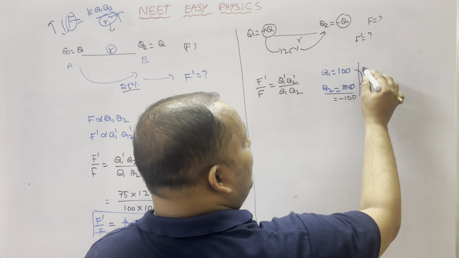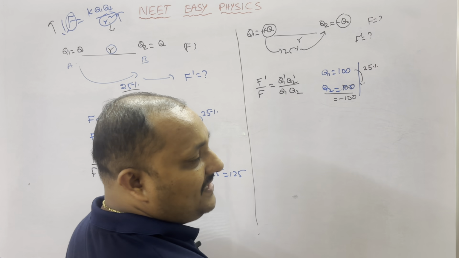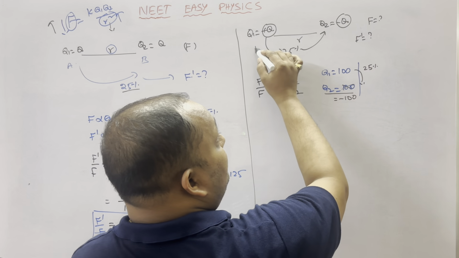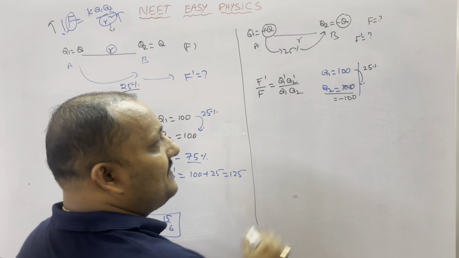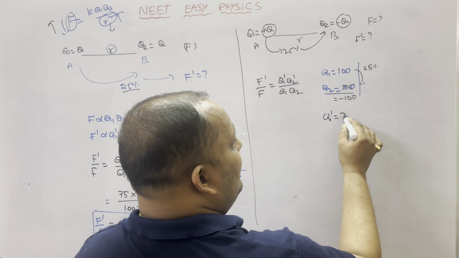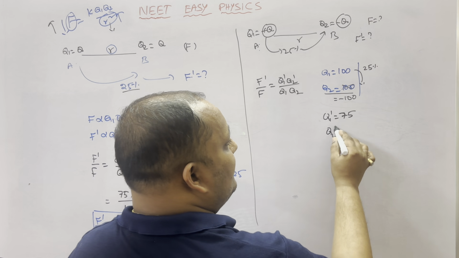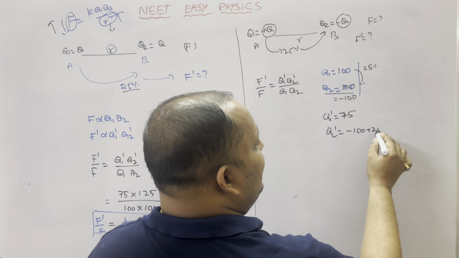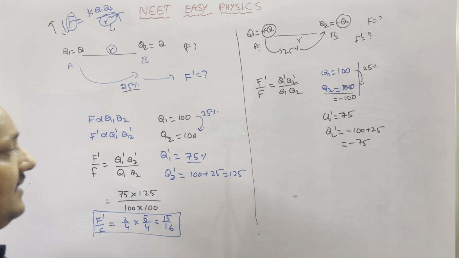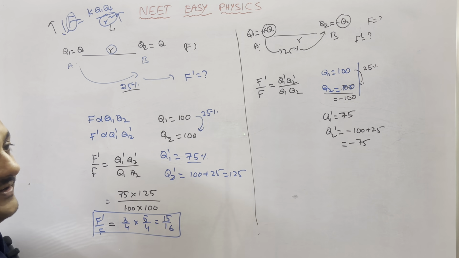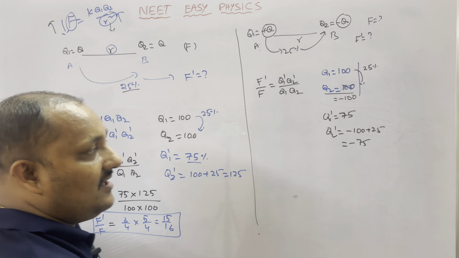So from this, 25% is removed, either from this also you can take. If 25% is removed from A, this is A, B, they will say 25% from A is given to B. So Q1 dash is going to be 75. Then what is Q2 dash? Q2 dash is minus 100 plus 25. What did you get? Minus 75. So here you got 75 and 125, both positive. But here one is positive, one is negative. Therefore you got like this.